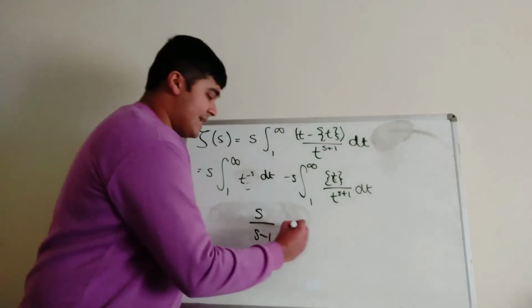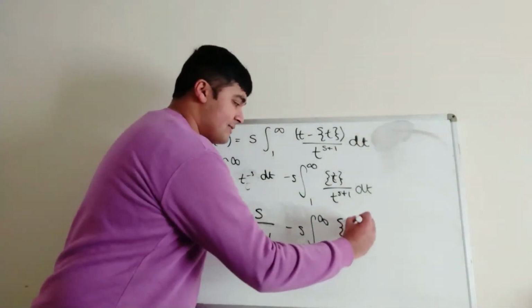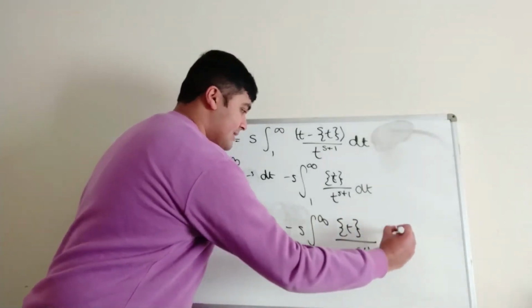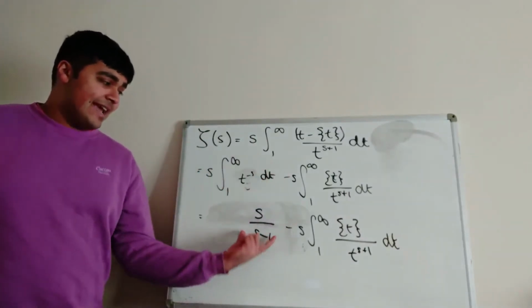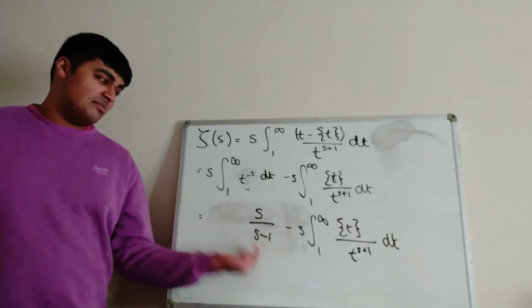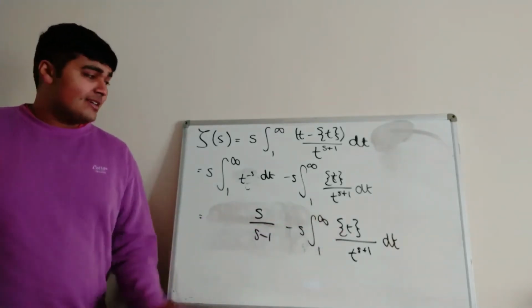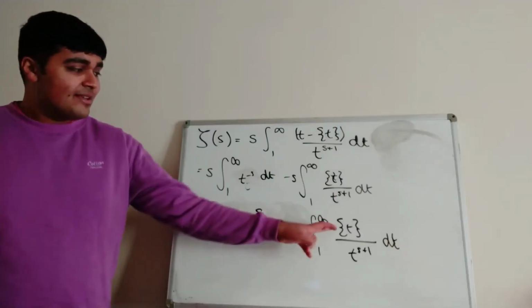And then, of course, minus s times the integral from 1 to infinity of the fractional part of t, all divided by t to the s plus 1 dt. So zeta of s is equal to s over s minus 1, something relatively nice, minus s times this weird looking integral. Now, although this integral looks weird and difficult to compute, let's have a further look at it.